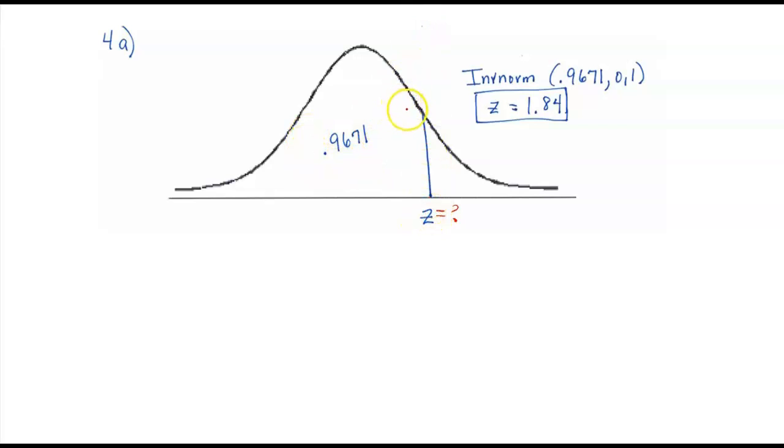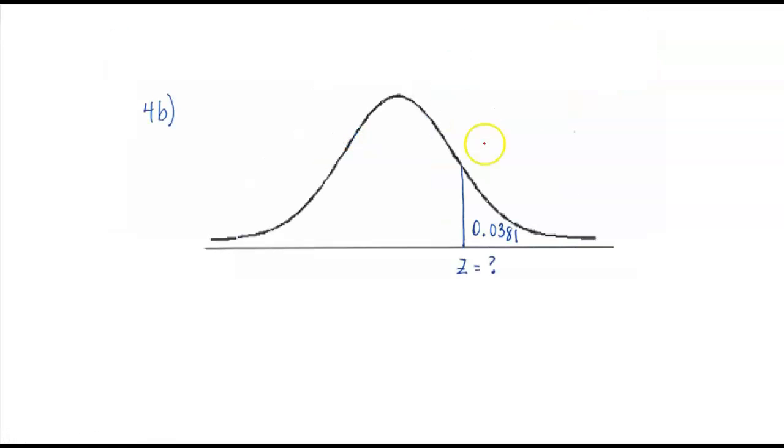So what we're going to do is inverse norm. This is going to be the area to the left of my z-score. So whatever my z-score is here, I'm going to give the area to the left of that, and then I'm going to put in my mean and my standard deviation. So I'll enter that, and that'll give me 1.84, and that's going to be my answer.